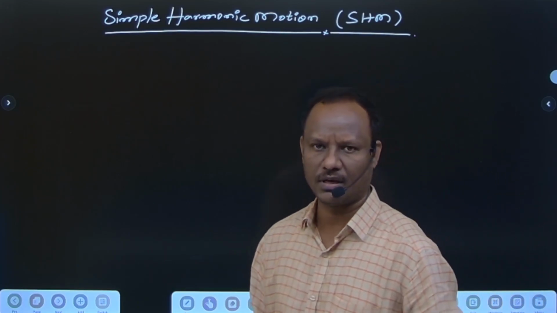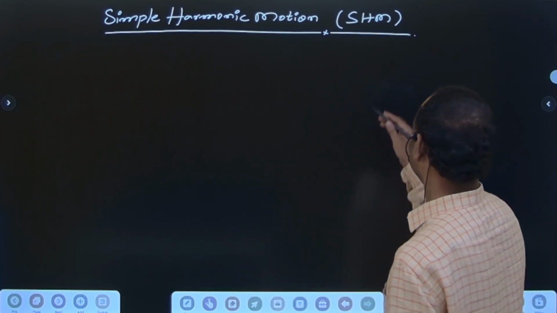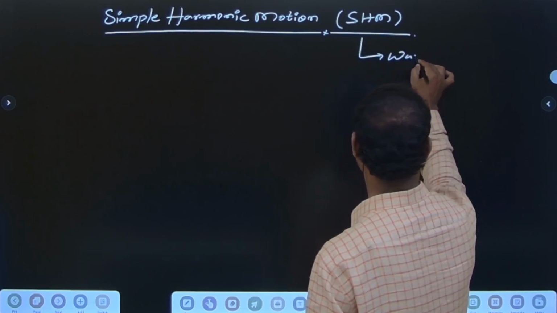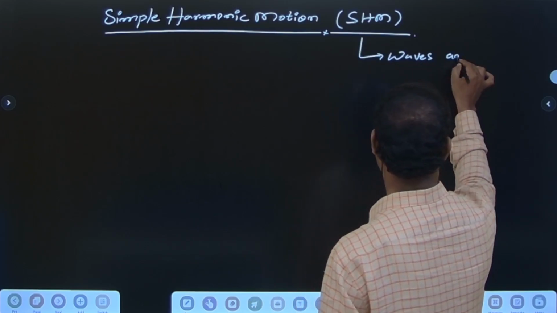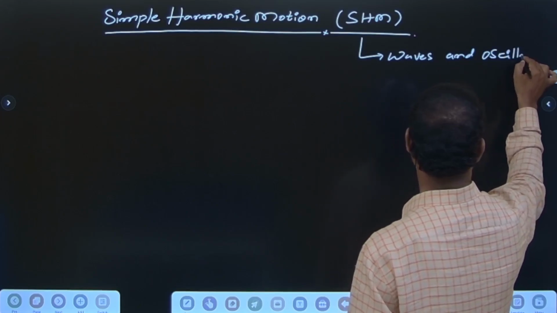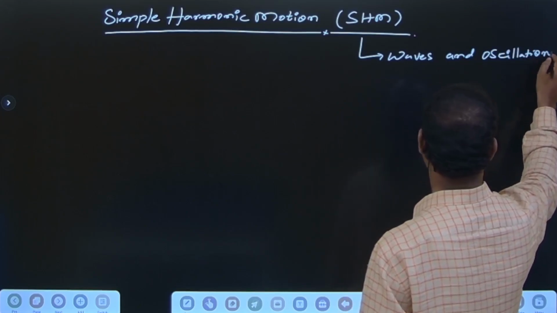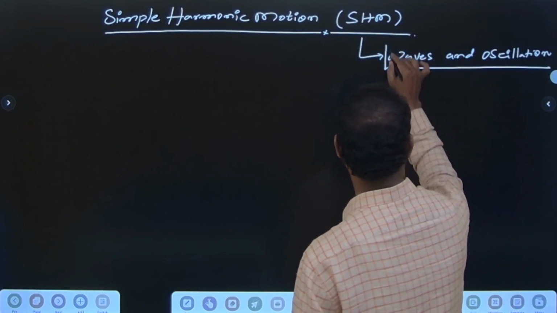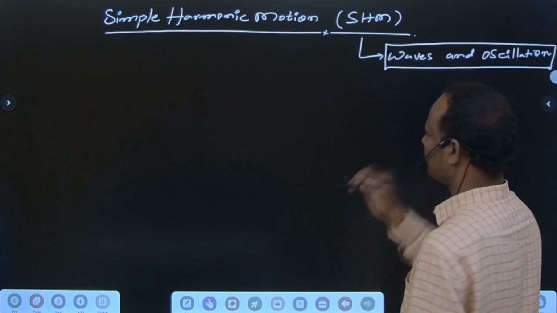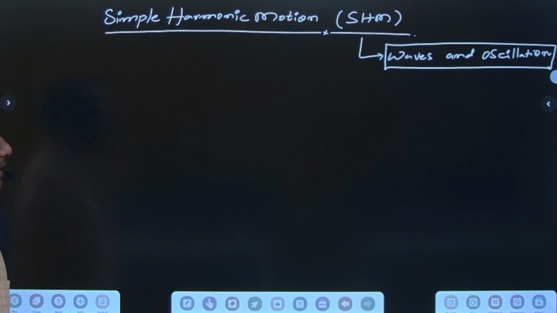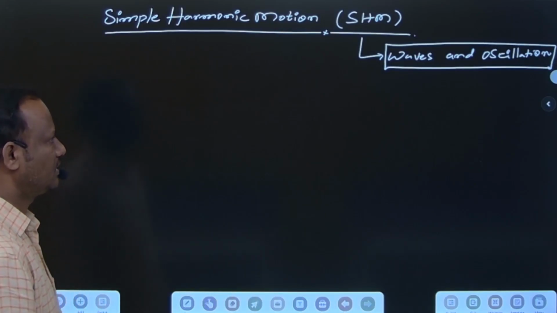Actually, simple harmonic motion, the chapter name is what? Waves and oscillations. So carefully, this is very important. Waves is linked with second year part and oscillations is from first year.